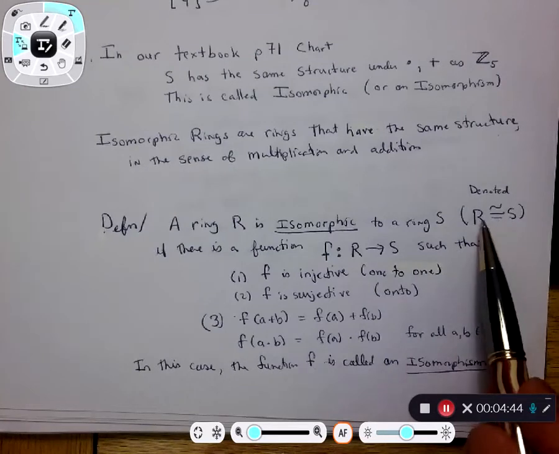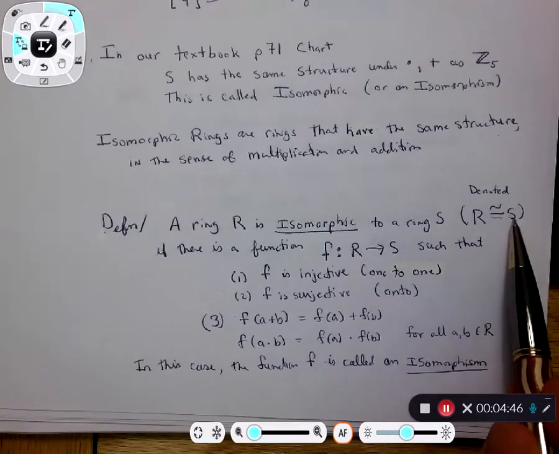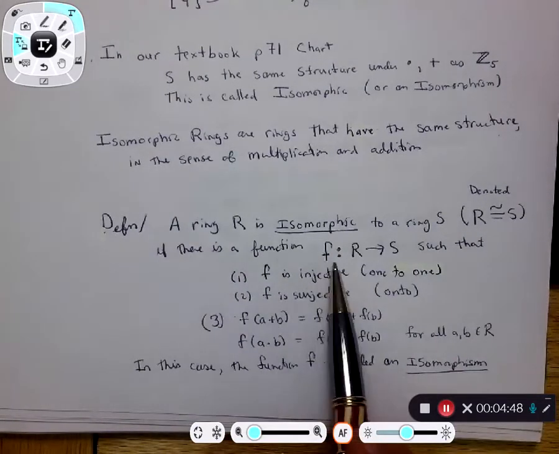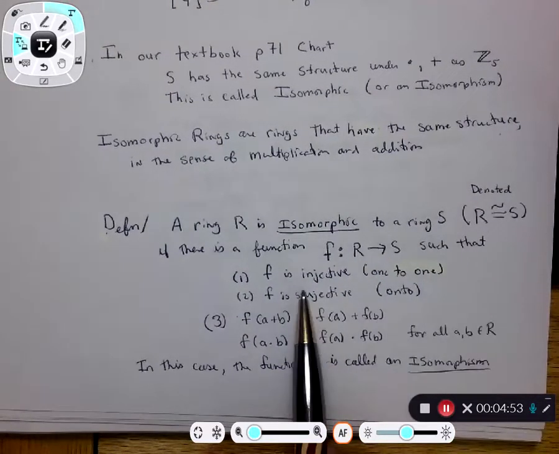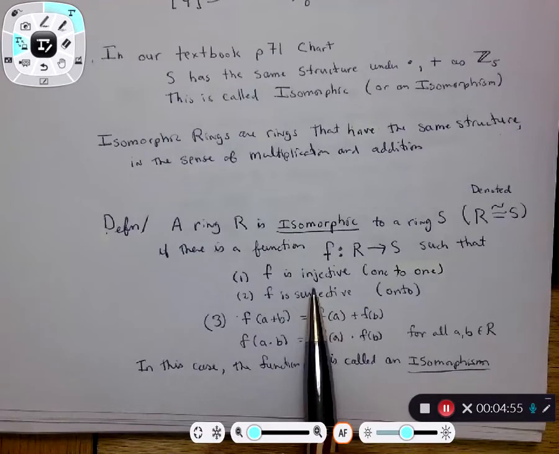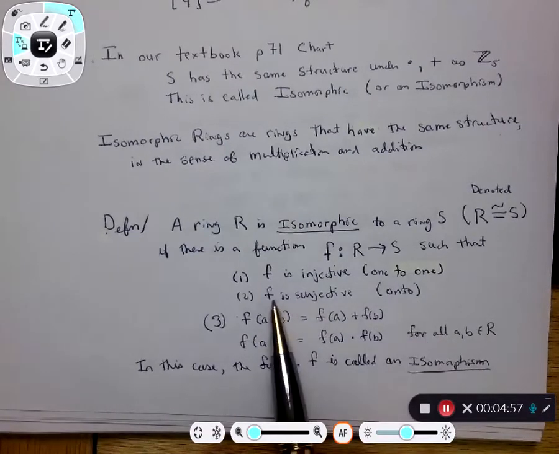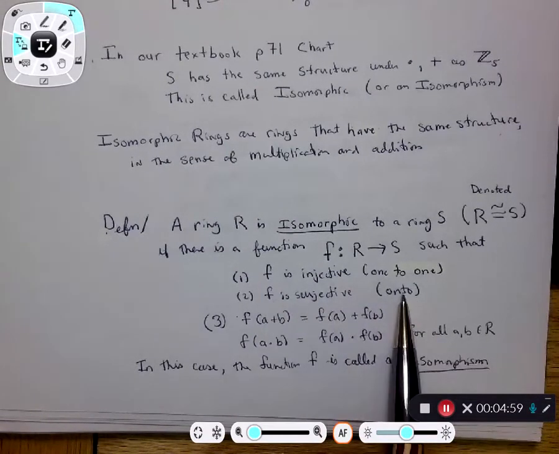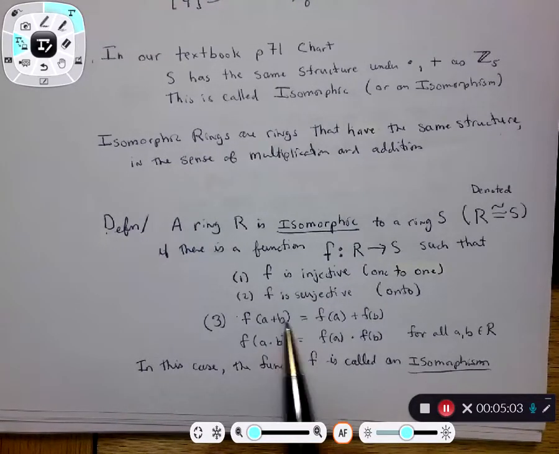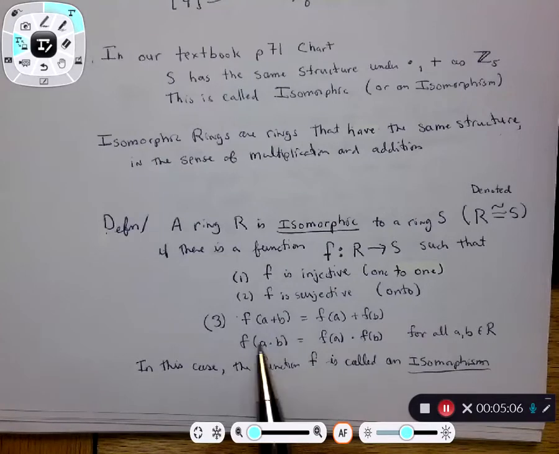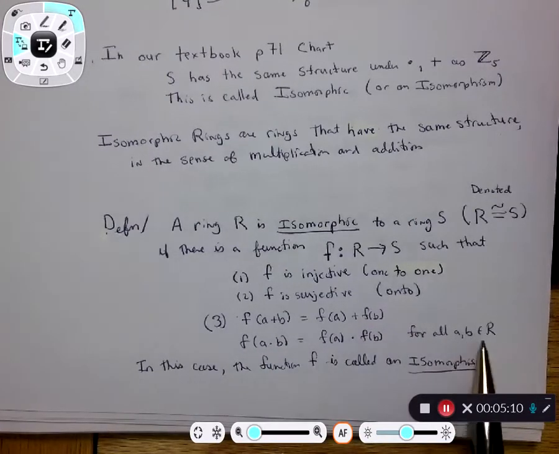That's the notation for R is isomorphic to S. If there is a function f that maps R to S such that, number 1, f is injective, that means one-to-one. Number 2, f is surjective, that means onto. And number 3, f of a plus b is equal to f of a plus f of b, and f of a times b is equal to f of a times f of b for all a and b in R. In this case, the function f is called an isomorphism.